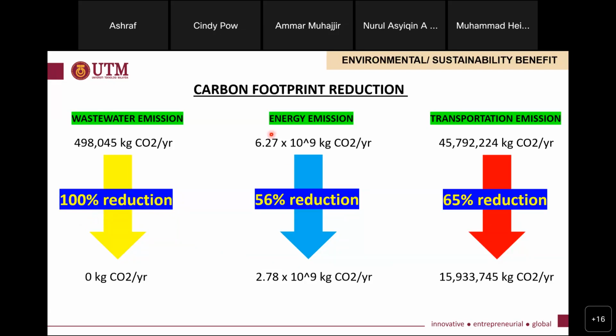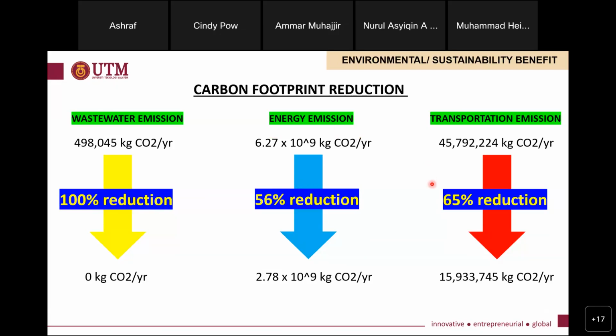And then the second one is the energy emission. For this part, we just use the data from the previous slide. And from the reference that we referred to, 0.693 kilogram of carbon dioxide is emitted per 1 kilowatt hour of energy required.